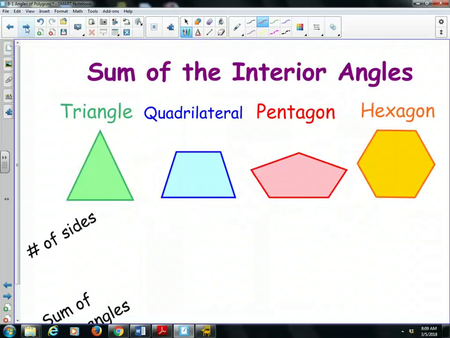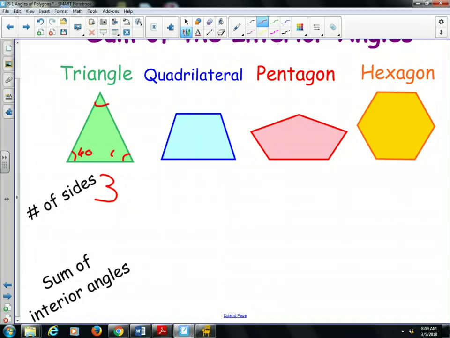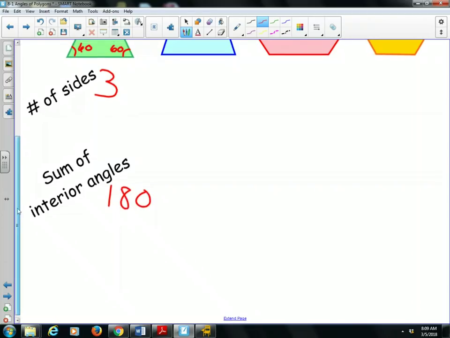So I have these up here. And a triangle, of course, has 3 sides, right? That's not anything too complex just yet. The sum of the interior angles in a regular triangle, all 3 of these are 60, right? And so we say that there are 180 degrees in a triangle. So the sum of the interior angles is 180 degrees.